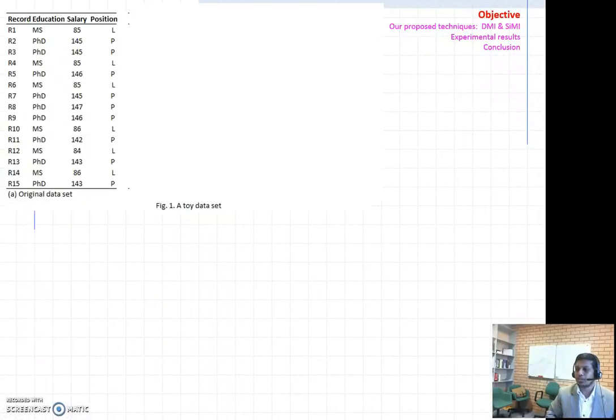You can go and download the paper from their website. So, missing value imputation. What is missing value imputation? That's the first question, right? If we collect a data set, say for example, this is a toy data set where you can see we have 15 records and 3 attributes: education, salary, and position.